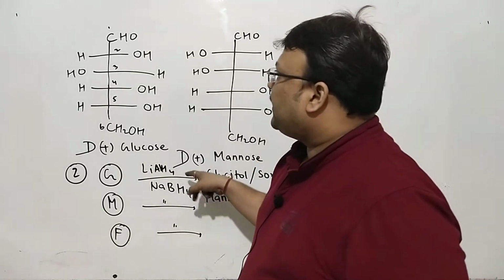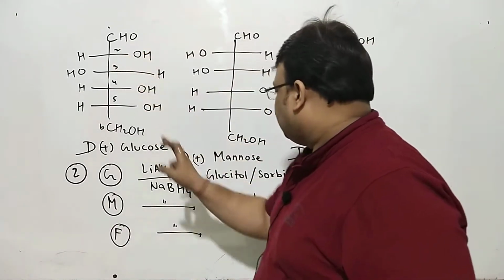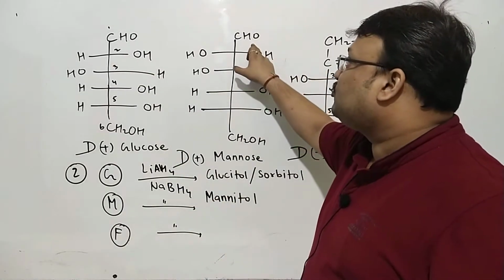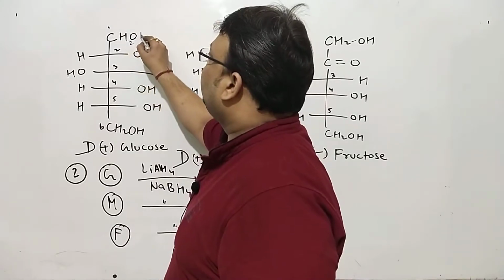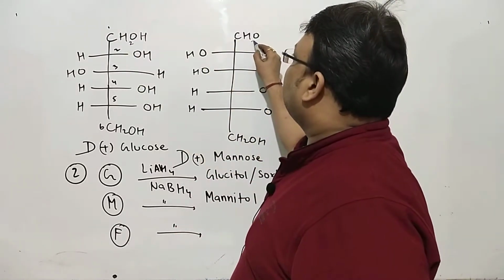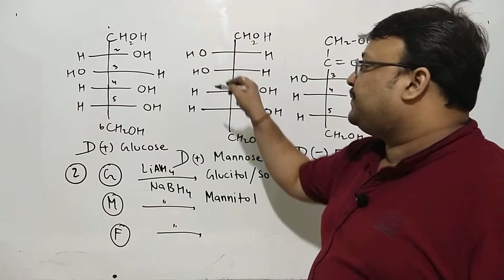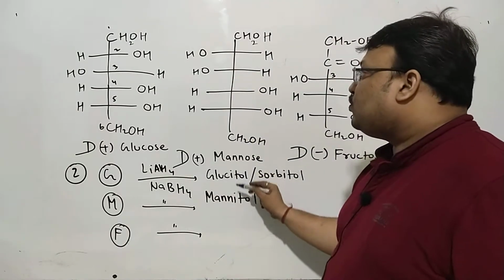Glucitol will be about this becoming CH2OH. Mannitol will be about this becoming CH2OH. So glucitol will be just this compound, and mannitol will be just this compound, with the rest of the structure remaining the same. So even glucitol and mannitol will be C2 epimers.